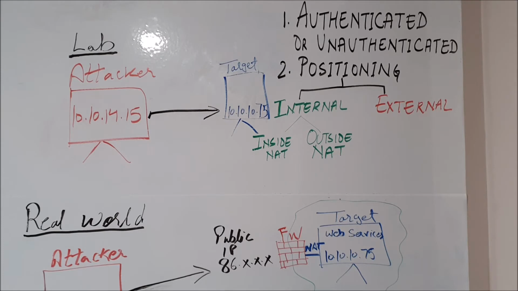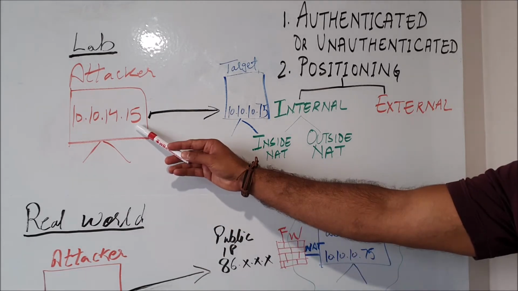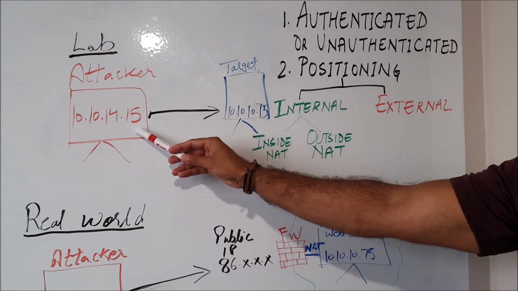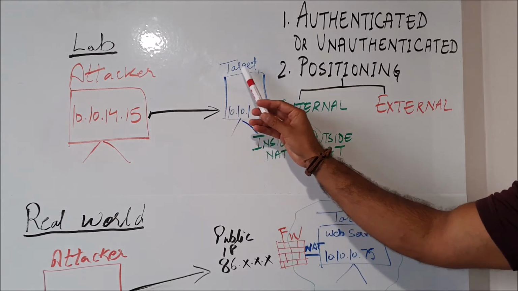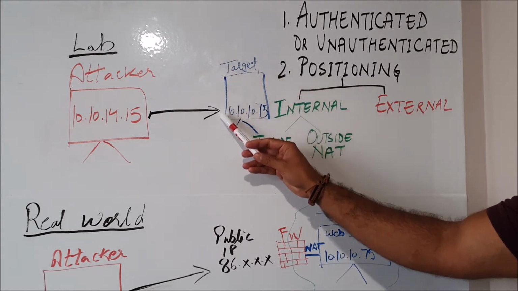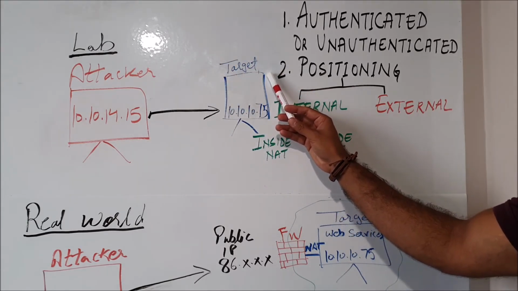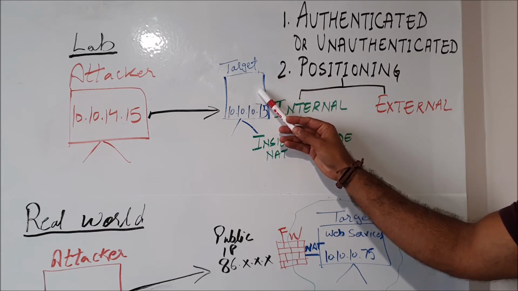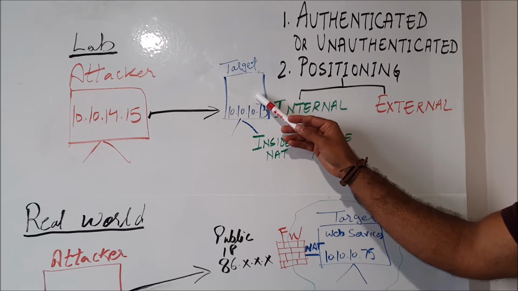For this example, we're going to use a lab environment. We have an attacker machine and we have a target machine. From the attacker machine, we are going to run a vulnerability scan to identify the vulnerabilities on the target machine. Then we'll go through the scan results and see what options are available for us to exploit the target machine.